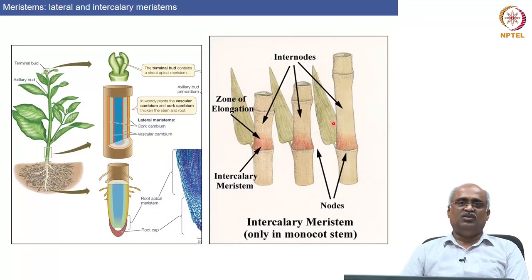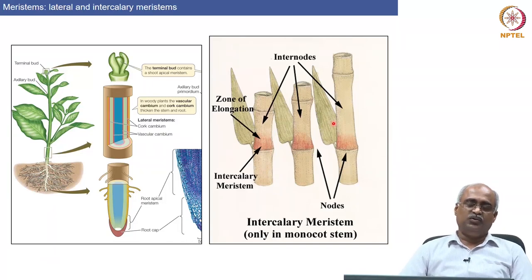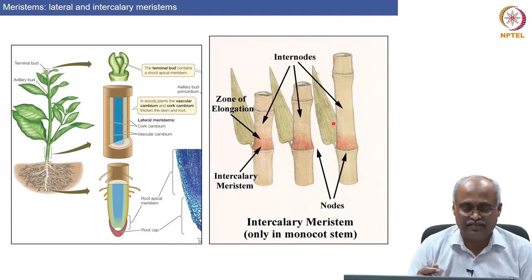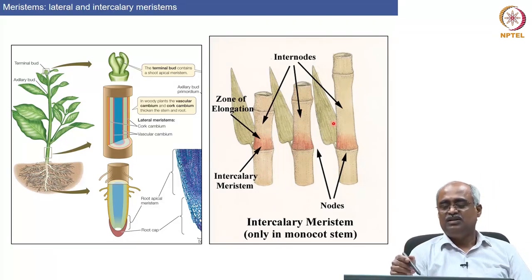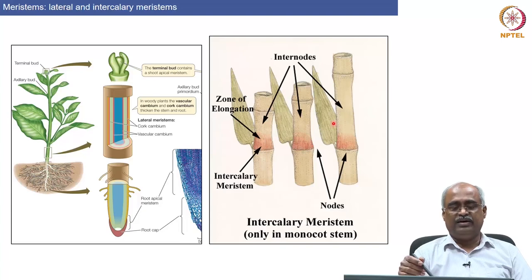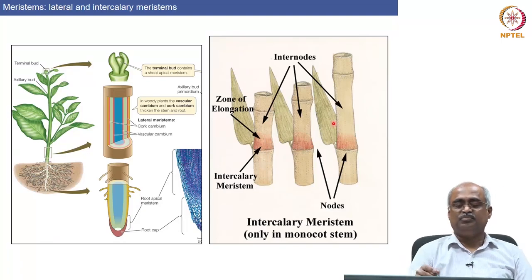Okay, so this is about the regulation of the shoot apical meristem, and we also discussed the root apical meristem. In addition, there are two other meristems as well. We will briefly understand what they are, and then we will move to the flower.